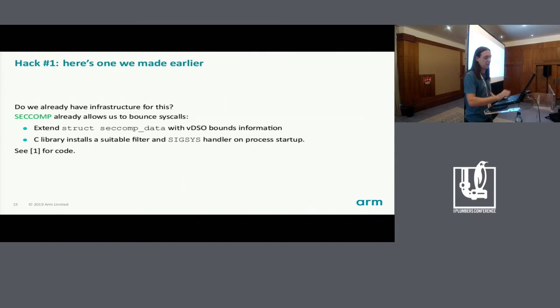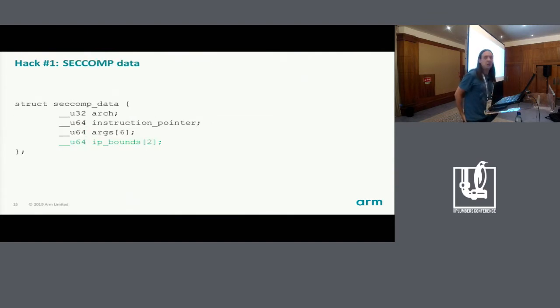So I have some hacks in a Git tree; there are some references at the end of this slide deck, which you can follow up later if you want. But just to illustrate, I tacked a lower and upper bound for the instruction pointer that say whether it's in the VDSO or not, just onto the end of the existing seccomp data.